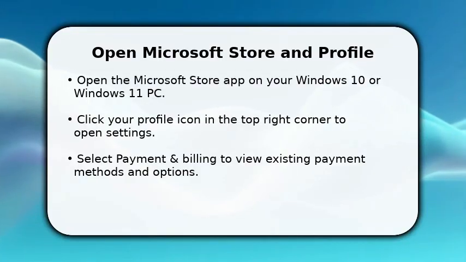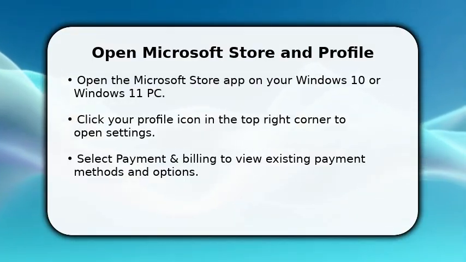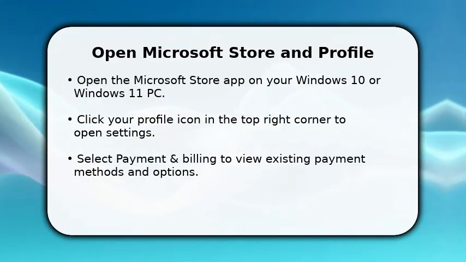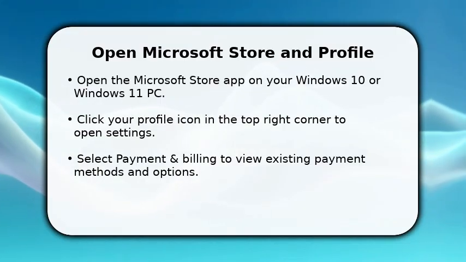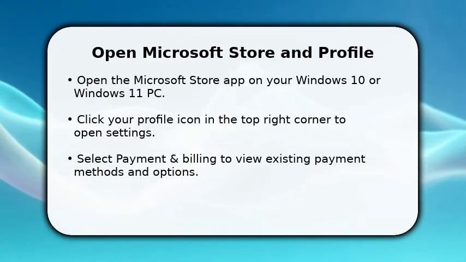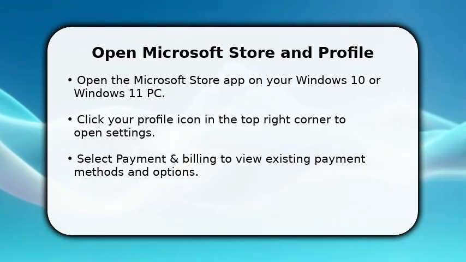Open the Microsoft Store app on your Windows 10 or Windows 11 PC. Make sure you are signed in with the correct Microsoft account email. Click your profile icon in the top right corner to open the account menu. Choose Payment and Billing from the list to view saved payment methods.